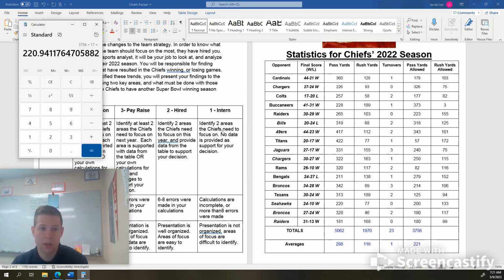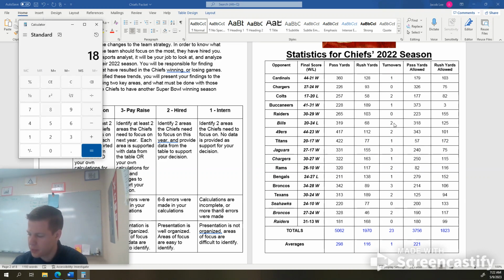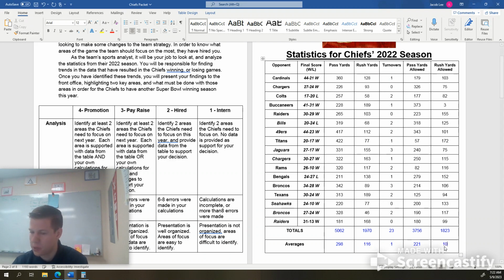And finally, our rush yards allowed, same process. 103 plus 75 plus 82 plus 3 plus 155 plus 125 plus 101 plus 172 plus 75 plus 115, and so on. The total is 1,823. We will take that 1,823 and divide it by 17 and get 107.2. We'll round that down to 107. Okay. That's it for the first page.